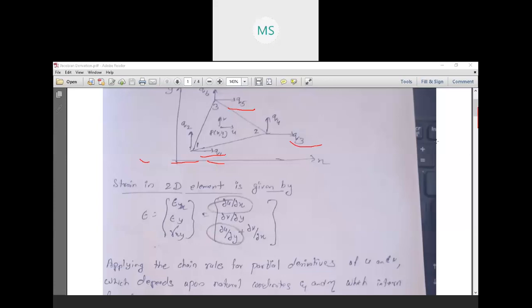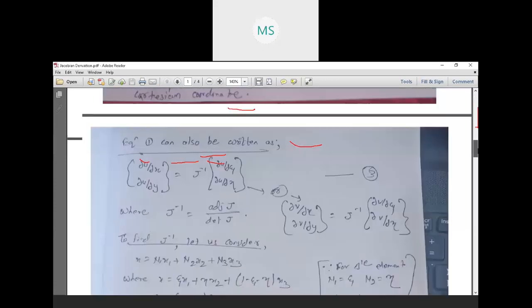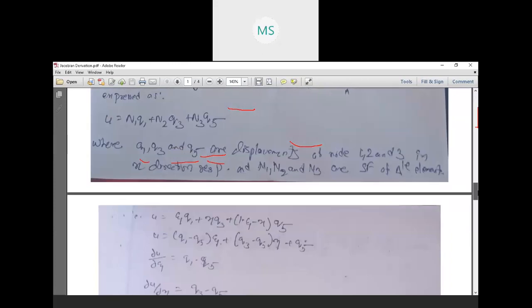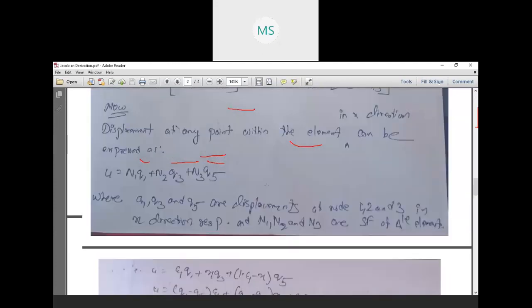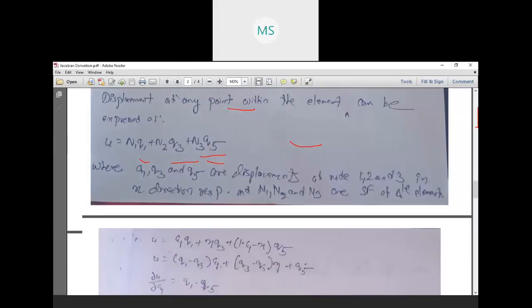That's what we are doing, that's what we are taking here. If you go down, you can see that's why we are taking q1, q3 and q5 here. You can check this. q1, q3 and q5. Understood?